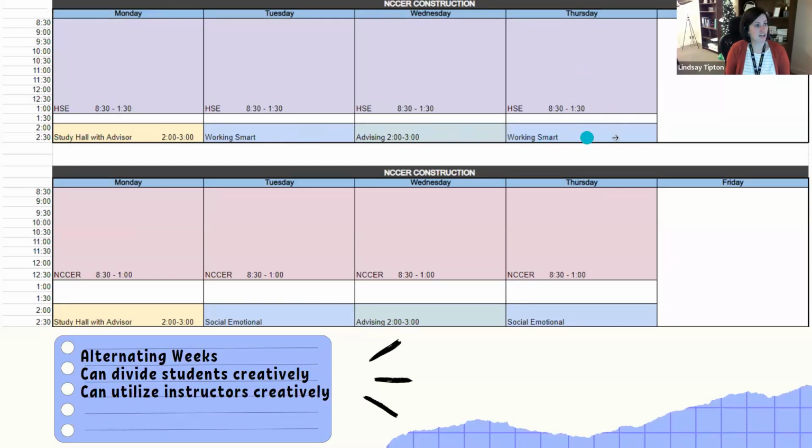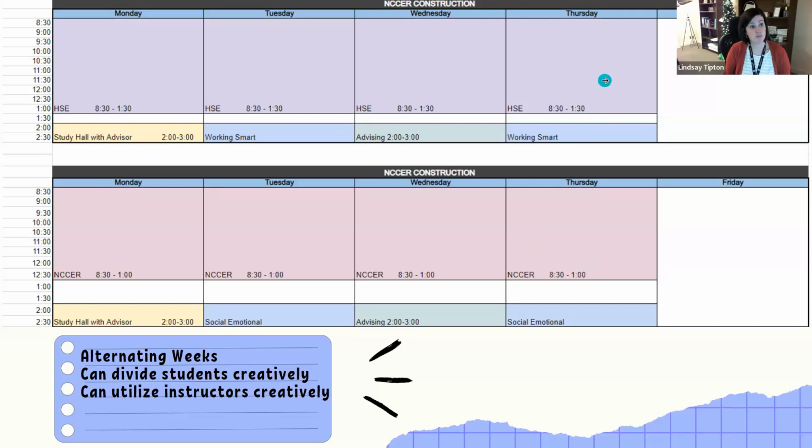And then I just did this so that in the afternoon on the first week, they had their Working Smart for their workplace prep. In the afternoons on the second week, they had their social emotional piece. But you could obviously switch that up with whatever you were offering, whether it was the North Star digital literacy or Working Smart or whatever you might be doing.